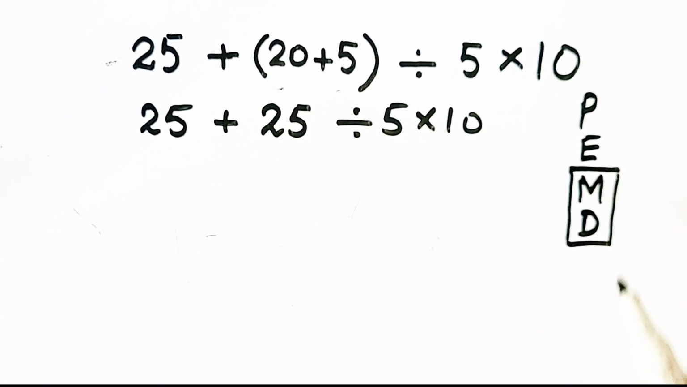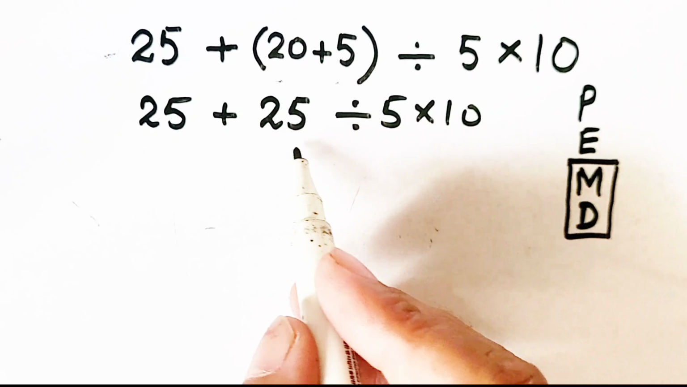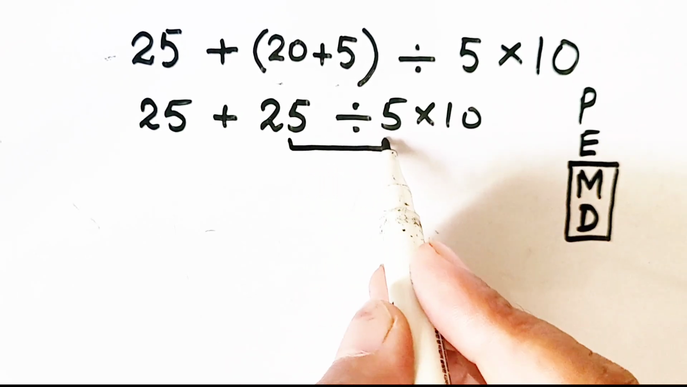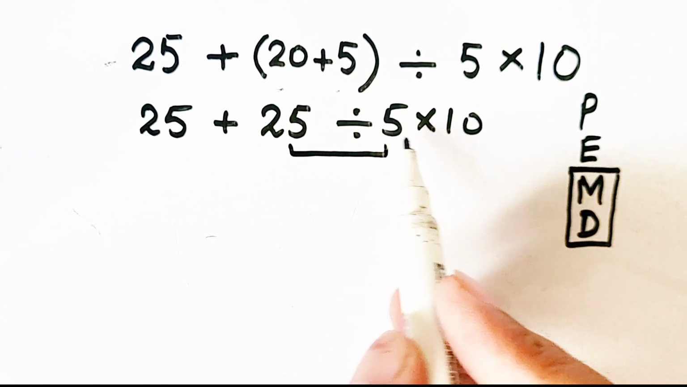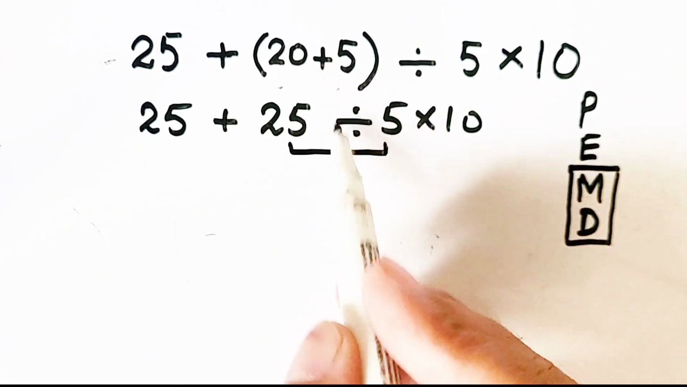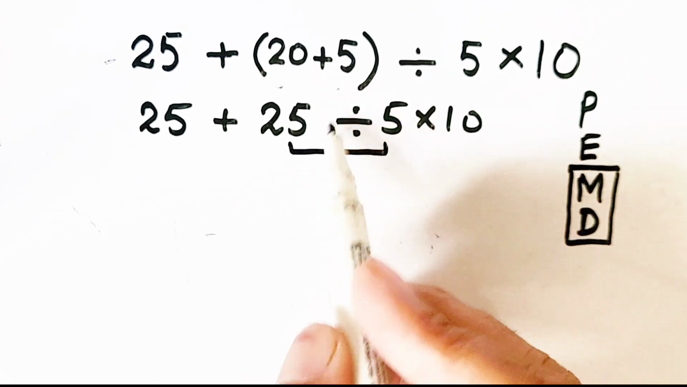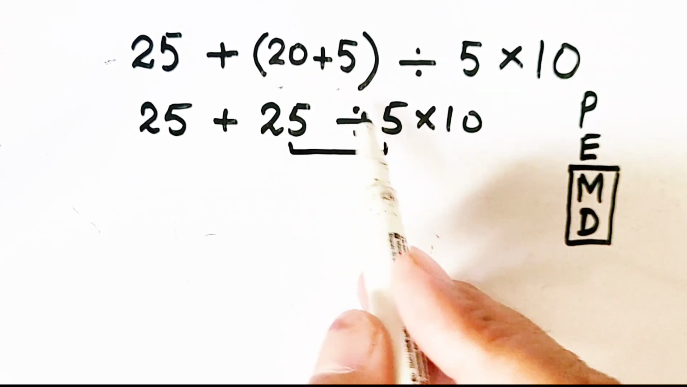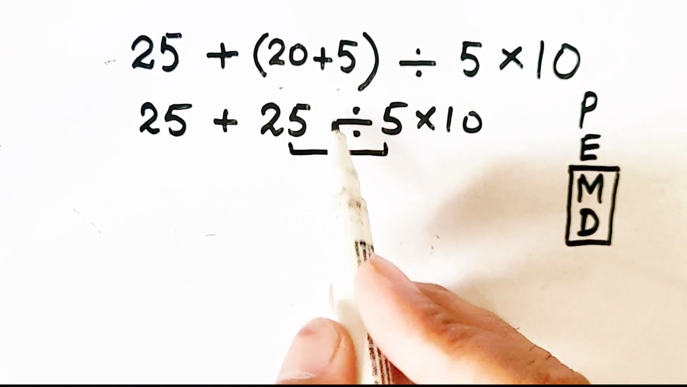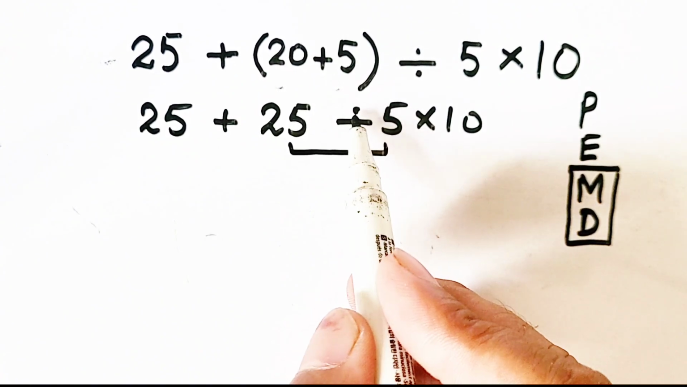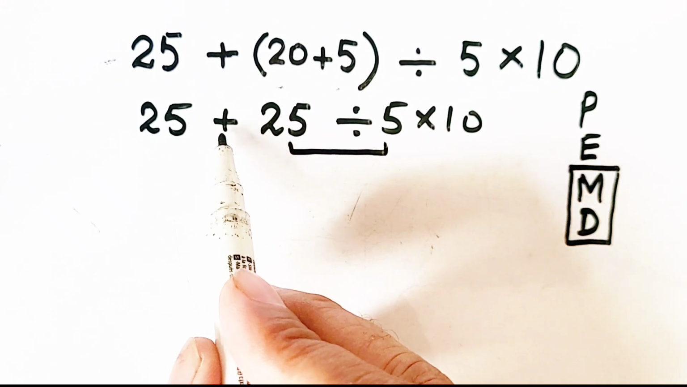So you must learn it. Multiplication and division are both the same, but we have to move from left to right. Division is at left and multiplication is at right, so division will be carried out first because it is at left. If multiplication were at left, we would have to solve multiplication first. Now here is division, so we have to divide first and then multiply, then finally this addition.